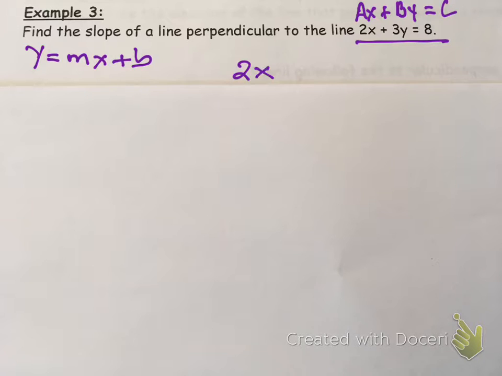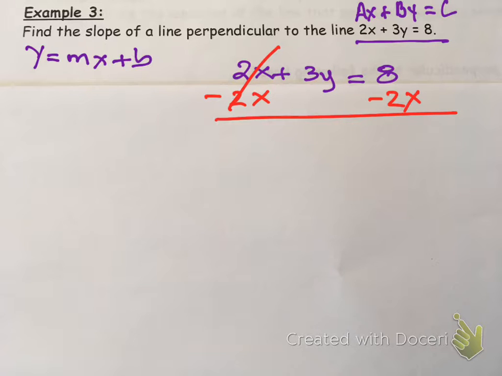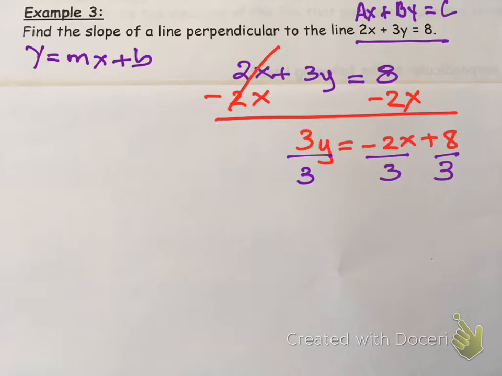So the first thing we want to do is to remove the x term. And so we subtract 2x from both sides. 2x minus 2x is 0, so I'm left with a positive 3y equals negative 2x plus 8. Now, my 3 is multiplying my y, so to get rid of that 3, I need to divide by 3. So now I'm left with y equals negative 2/3 x plus 8/3.